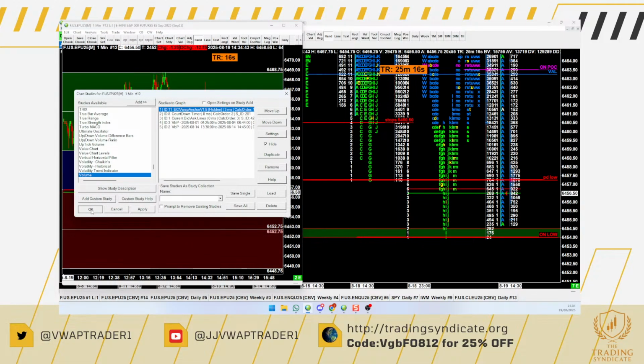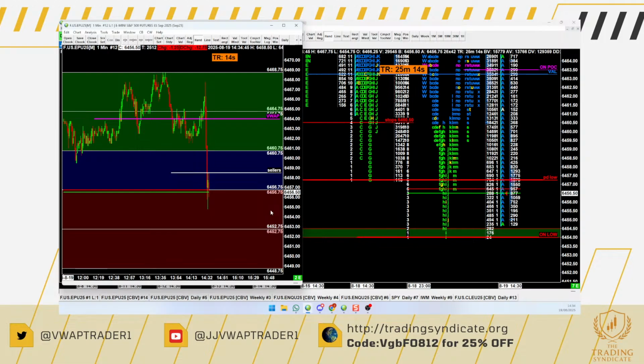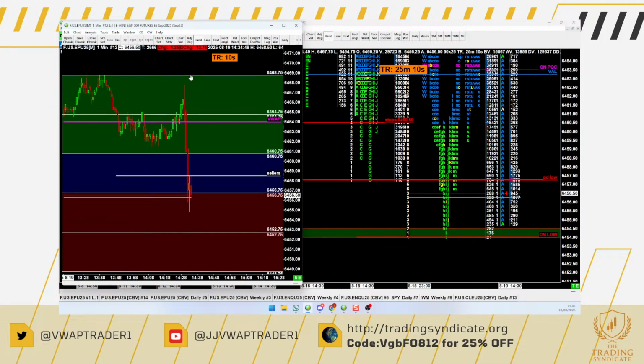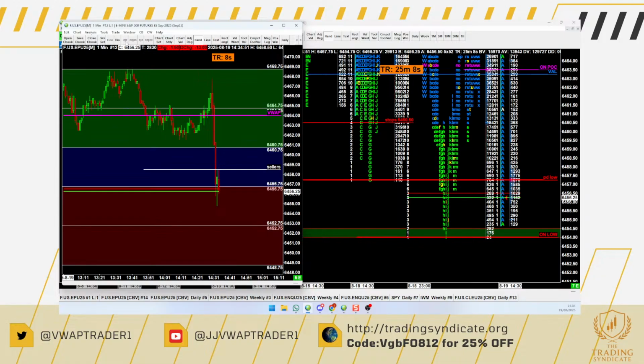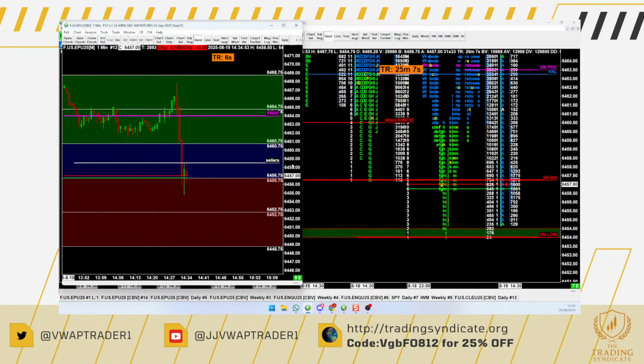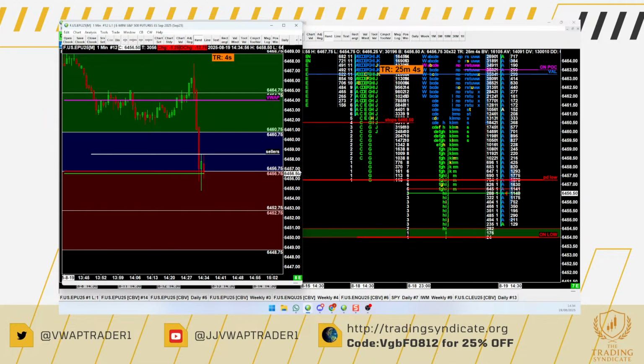Yeah, it's stuff like single prints that's really nice. It's really nice in market profile when you learn how to use it. My goal is to use market profile and make it practical, right?